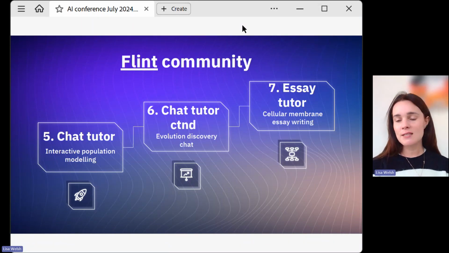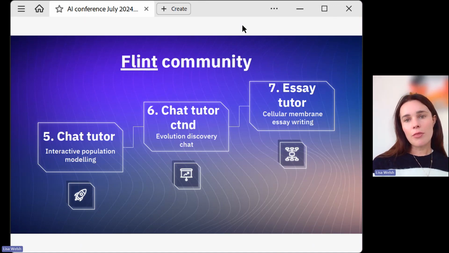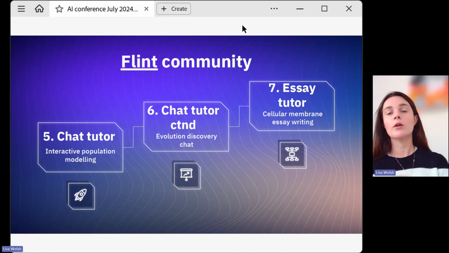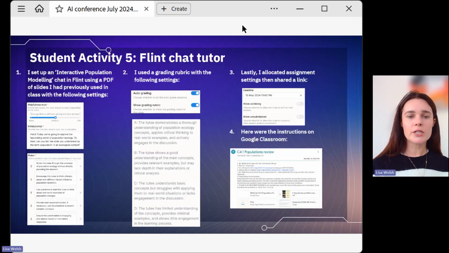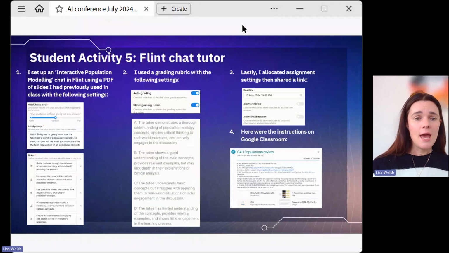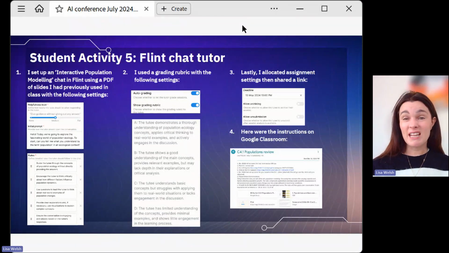Again, my lessons weren't perfect, and I can't wait to make them better for this coming year. So I did it in three sections, like three different lessons that built upon each other. And I did it with grade 9 integrated science and also grade 11 IB biology, both higher and standard level. So that just shows you the range of students that you can use Flint with. So the first thing I did was the chat tutor. Once I figured out Flint, and it didn't really take me that long to do that, and as I said, I'm not super tech savvy, I set it up. It was very straightforward to set up.